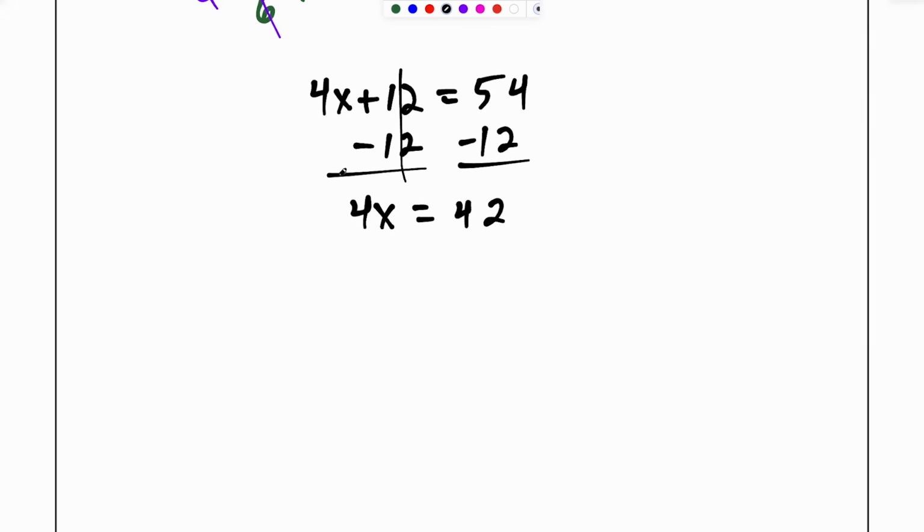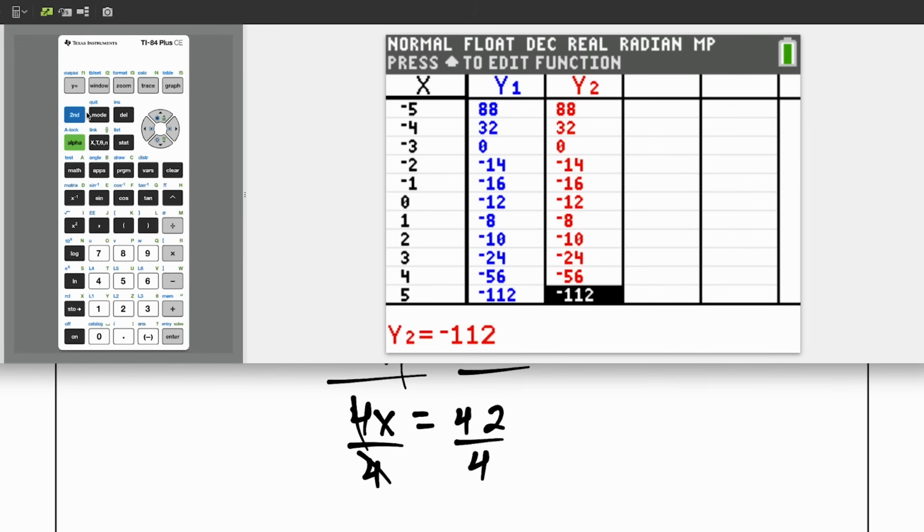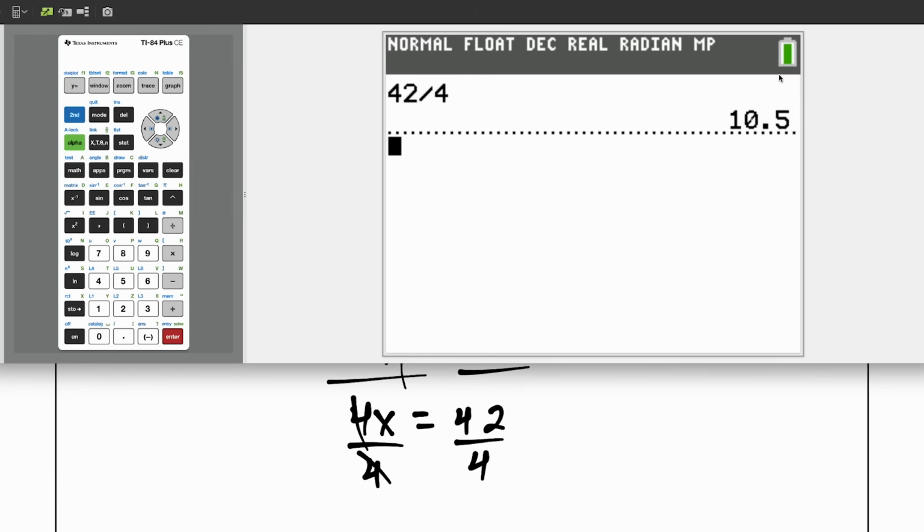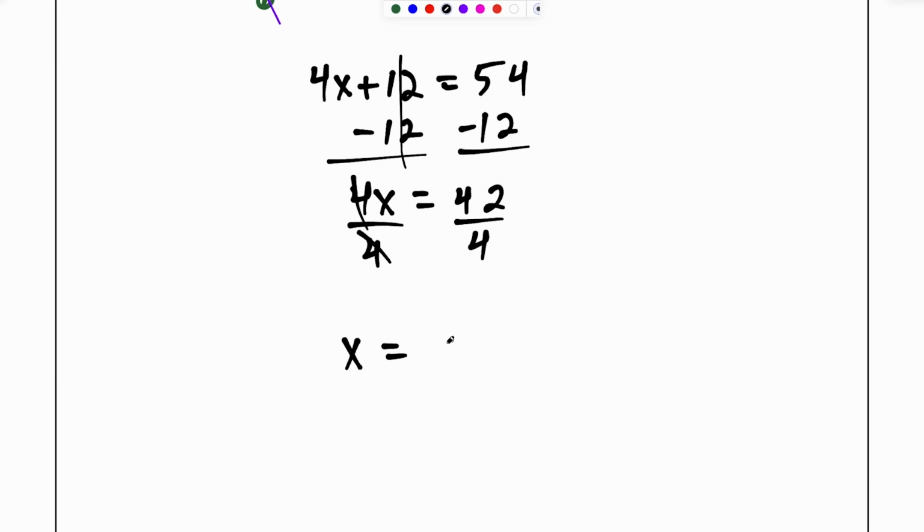And now from this step, we divide both sides by 4. And we just say x equals. So we could just type this in. We go back to the main screen here. So I'm just going to quit past that screen, and we're going to have 42 divided by 4. And this works out to 10.5. So we have x equals 10.5 is our solution.